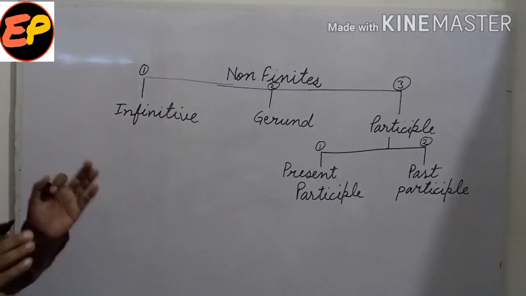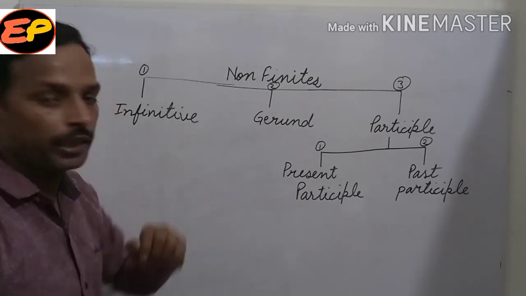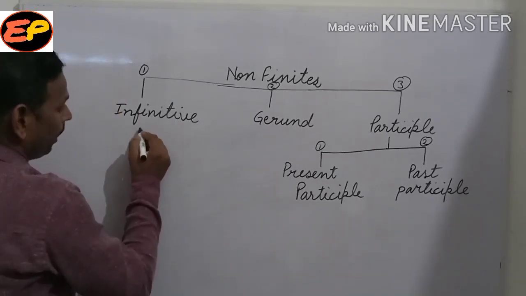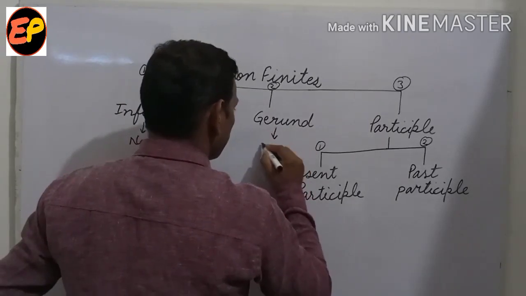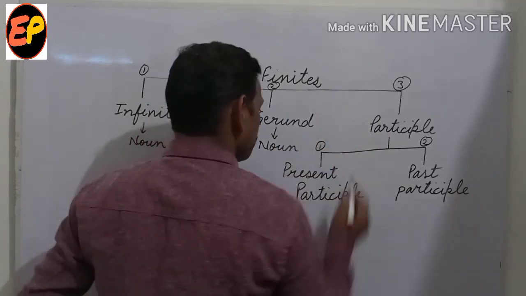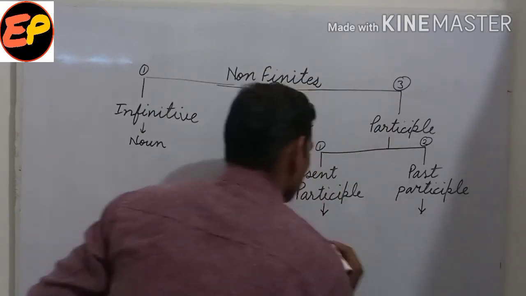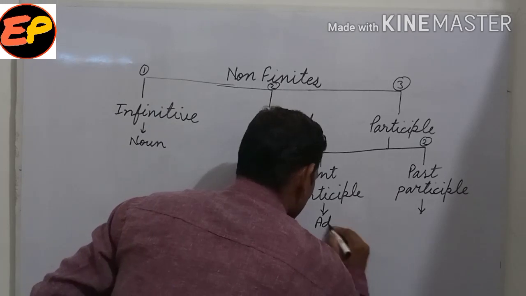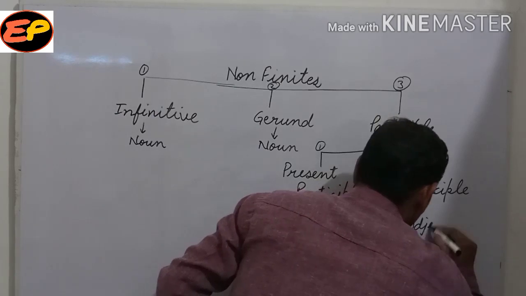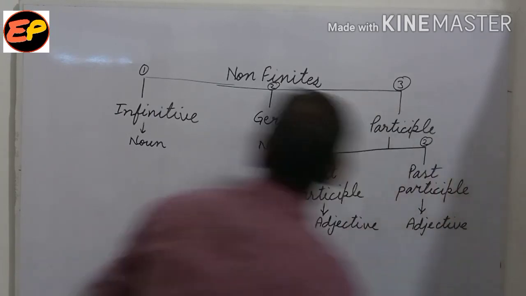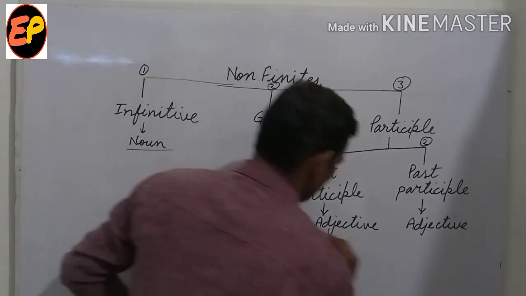So how will you identify which one is infinitive, which one is gerund, and which one is participle? First of all, infinitive works as a noun in a sentence, gerund works as a noun in a sentence, whereas participles, either present participle or past participle, both of them work as adjectives in a sentence. So this is the basic difference. They function as adjectives in a sentence, whereas infinitive and gerund function as nouns in a sentence.